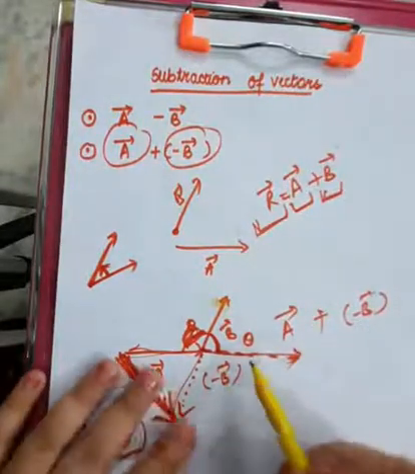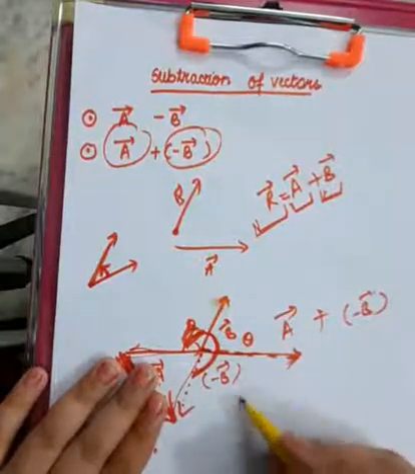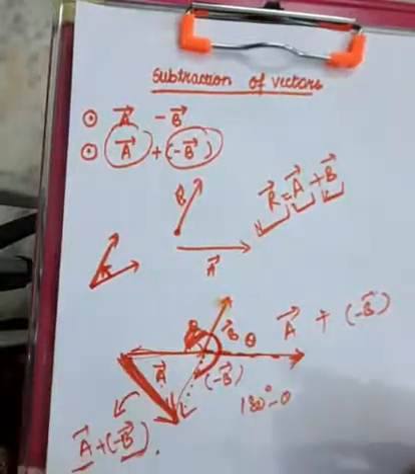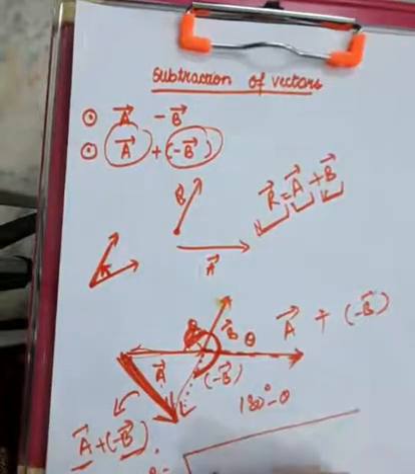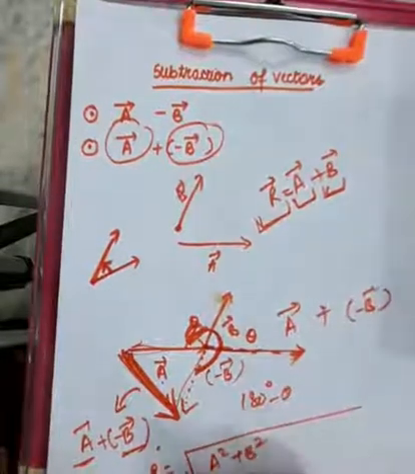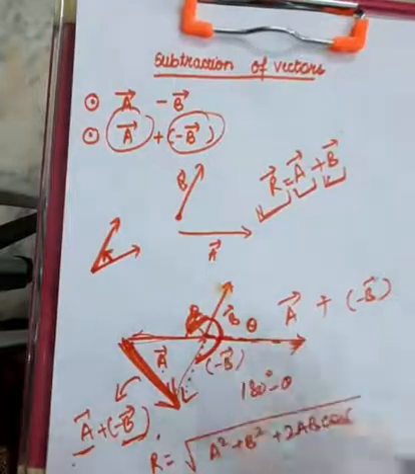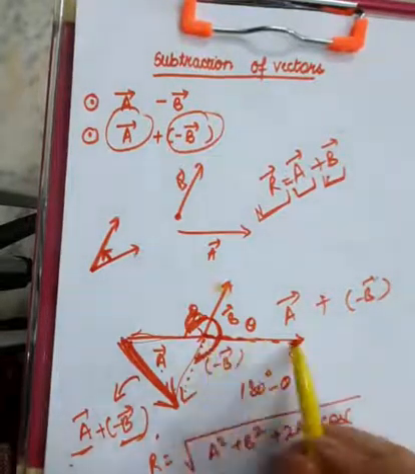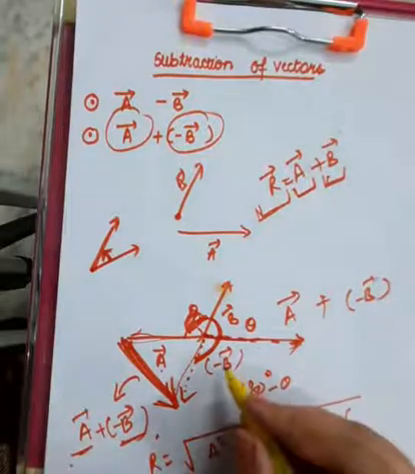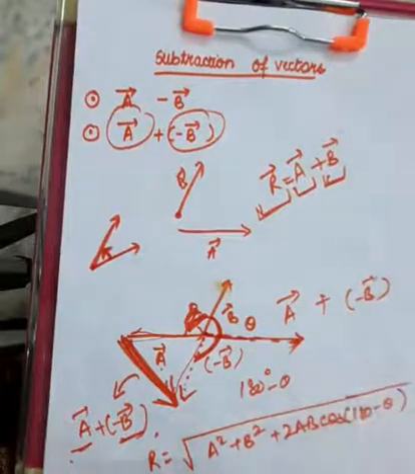Okay. And this is A vector, this is minus B vector. What is the angle between them? This is 180 degree minus theta because of the linear pair property. So the resultant, which used to be the root of A square plus B square plus 2AB cos of the angle between the two vectors whose resultant you are finding. Now we are finding the resultant of A vector and minus B vector. So the angle between them would be 180 degree minus theta, right? So this way we calculate.